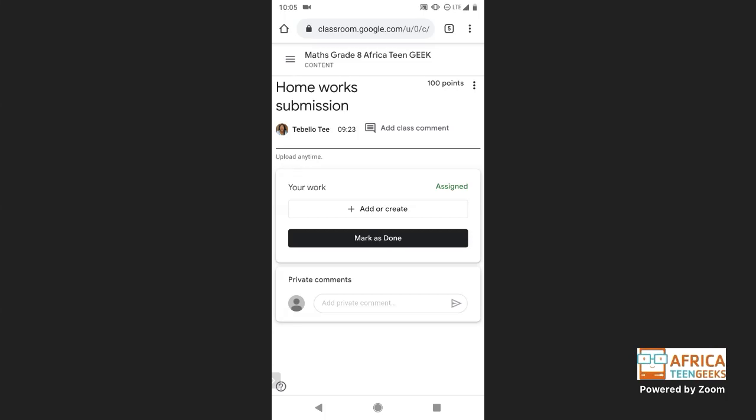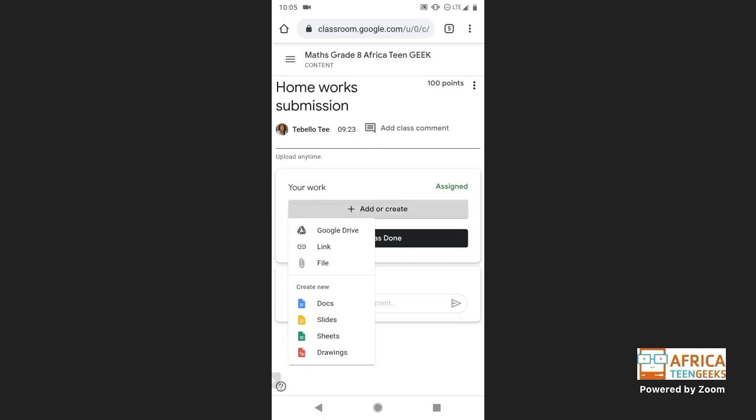And what you need to do, you see here your work. They said add or create. So you will press add or create in order to upload. If you create new, it is when you will type using documents, slides, sheets, or drawings. You will choose. But for us, in this case, we don't need slides, but we'll definitely need sheets at some other time. But you can use docs and type your work there.